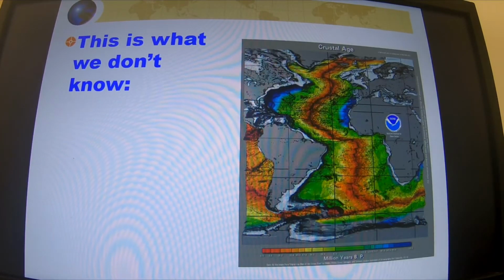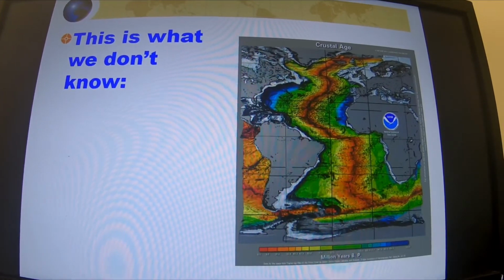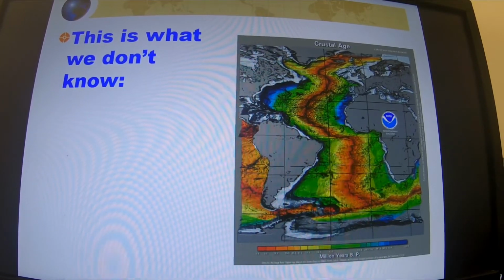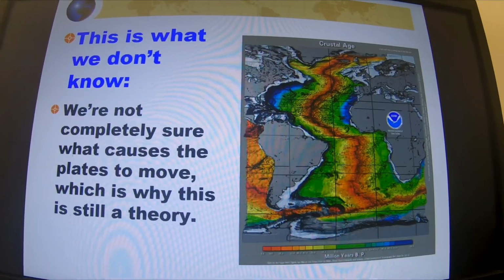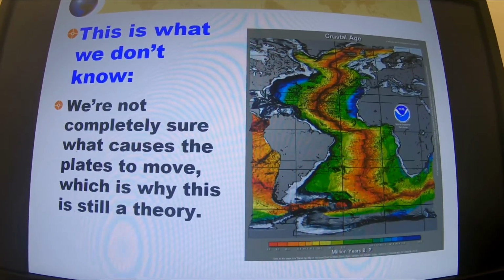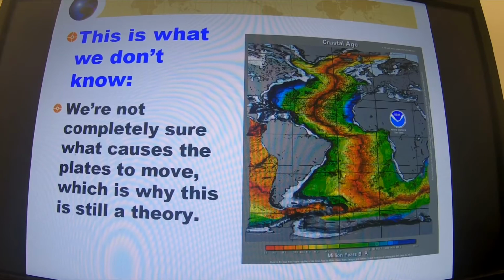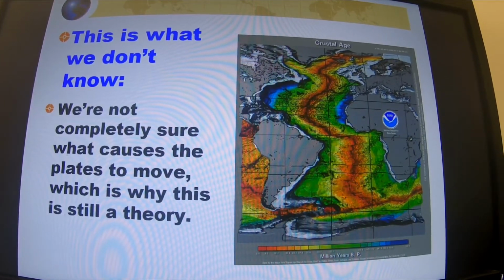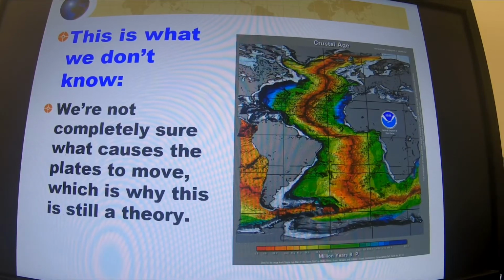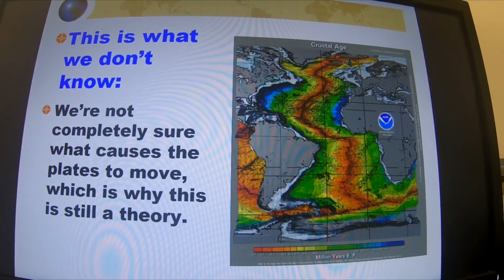Now, we still don't know some things, and that's what scientists are working on as we speak. The first thing is we're not completely sure what causes these plates to move, which is still why this is considered a theory. So we know why the continents are moving, because new crust is pushing them. But we're not exactly sure why other plates are moving the way they are, especially transform faults.